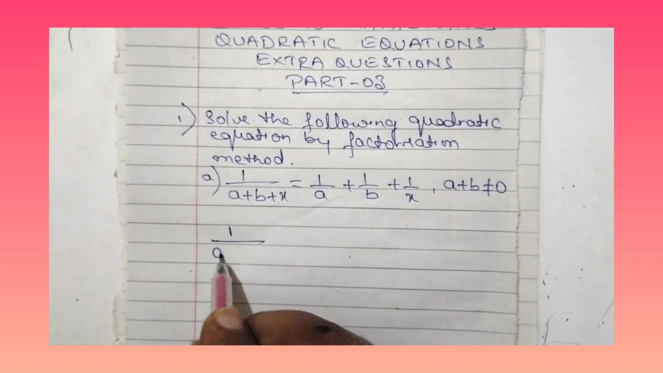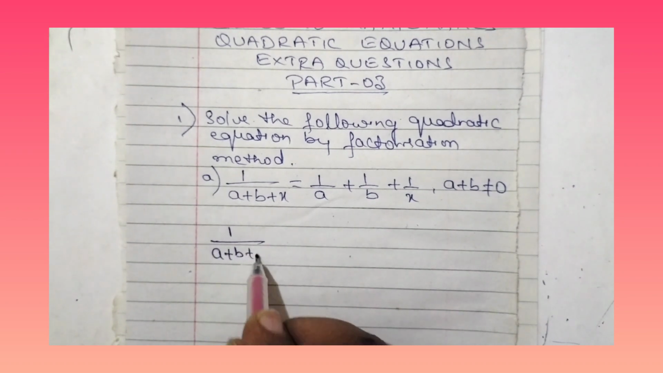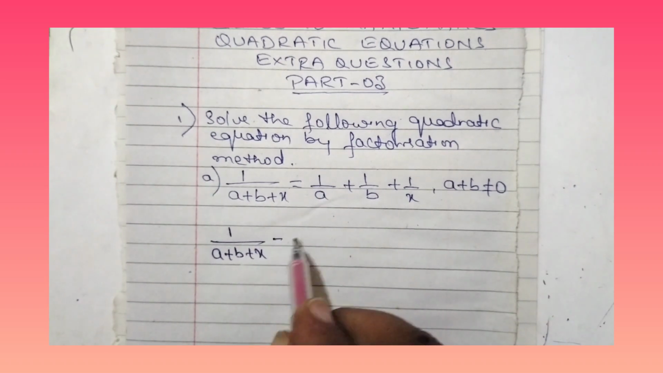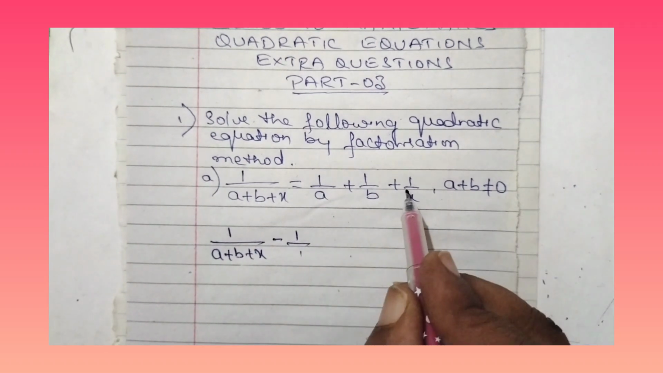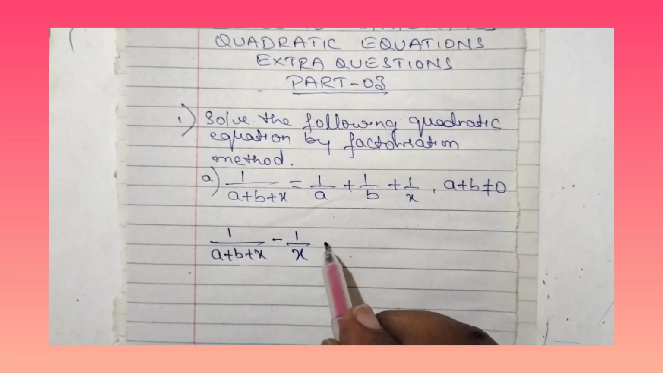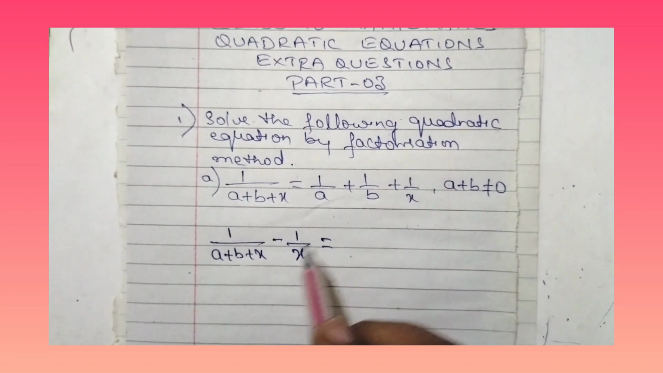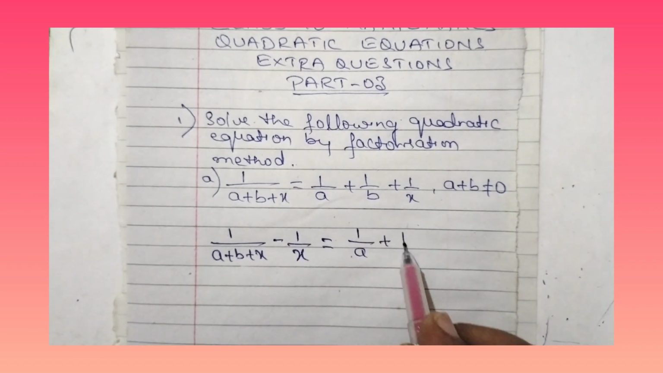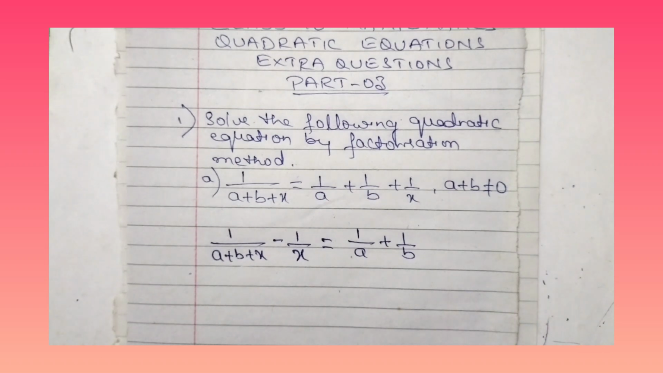First step, 1 over a plus b plus x. You shift plus 1 by x to the left side, it will become minus 1 by x. And if I shift this 1 by a plus b plus x, it will become minus 1 by x. What is the remaining? 1 over a plus 1 over b.